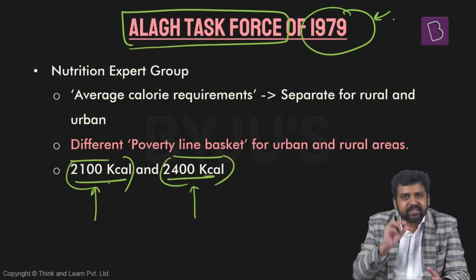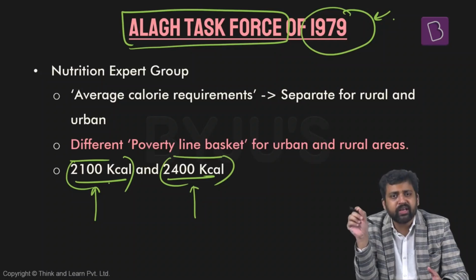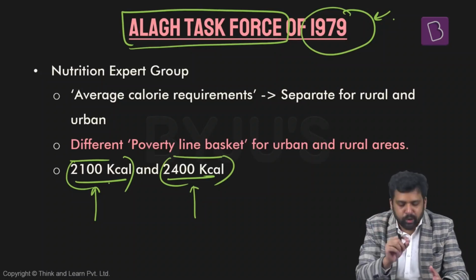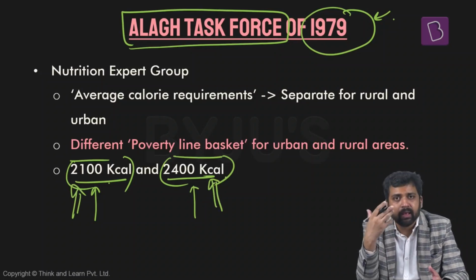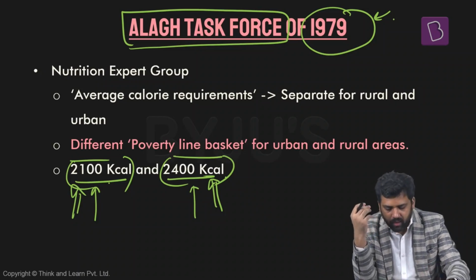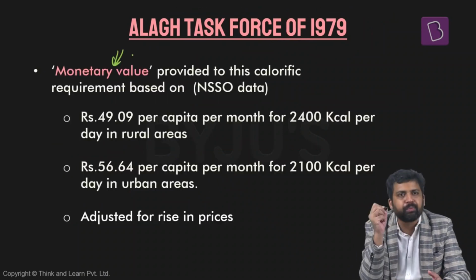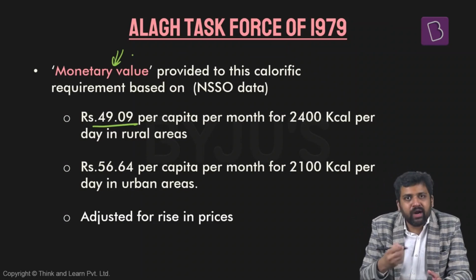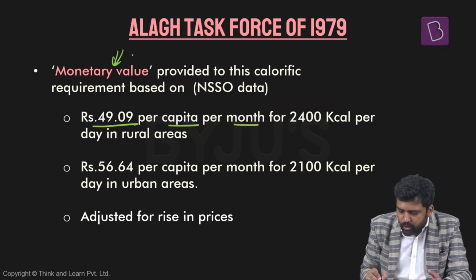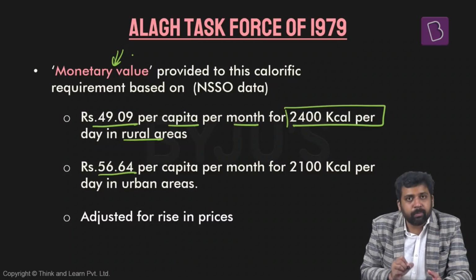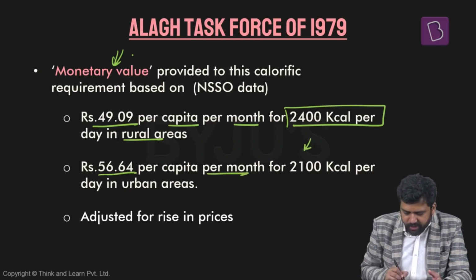So they are saying that this many calories are required in urban areas, this many calories in rural areas, and they're trying to put a number to it. How much money is required to purchase these calories? Now this becomes the poverty line. So this is what the Alag Task Force does. They provide a monetary value, and according to them, 49.09 rupees per capita per month is required to purchase 2400 kilocalories in rural areas, and 56.64 per capita per month is required to purchase 2100 kilocalories in urban areas.